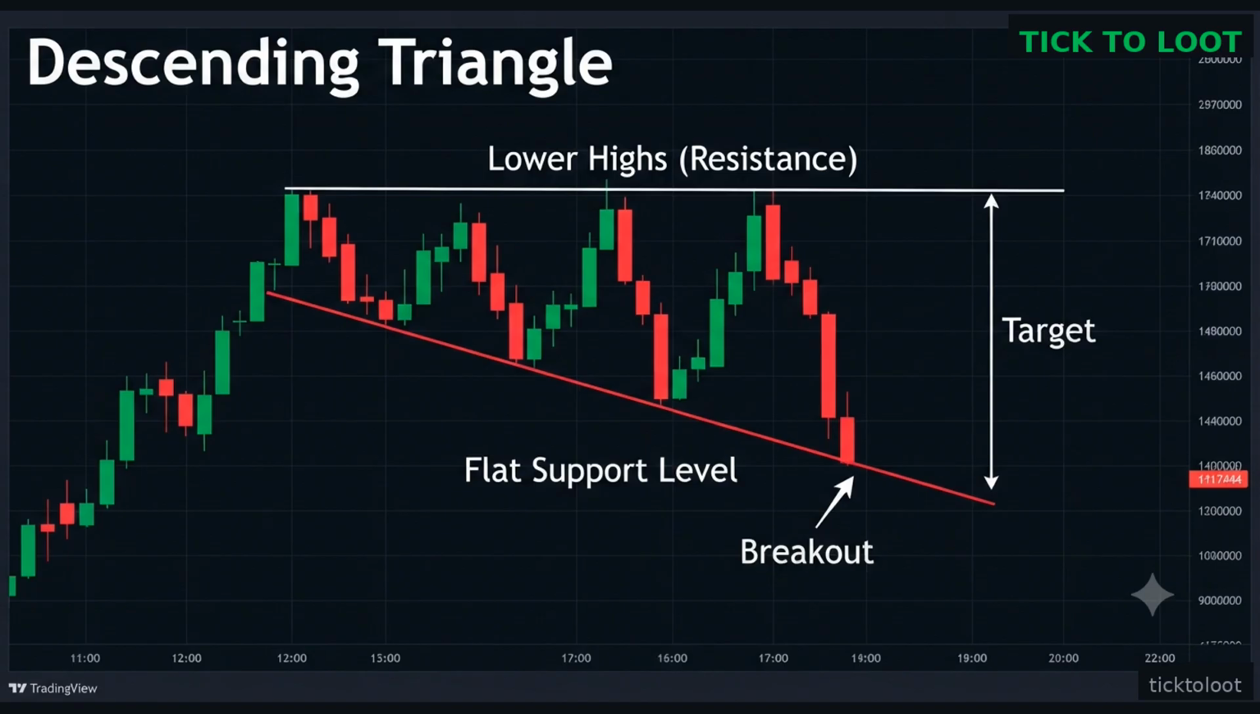A descending triangle pattern is a bearish continuation pattern. It occurs when the price makes lower highs and meets a flat bottom support. If the price breaks below the support, it's a signal to enter a short position.